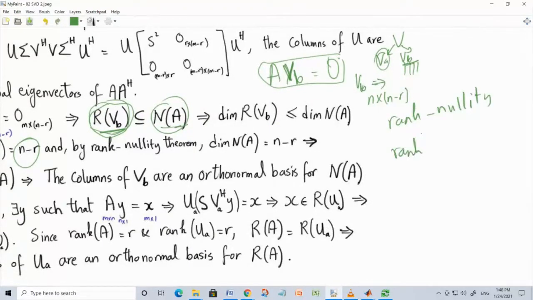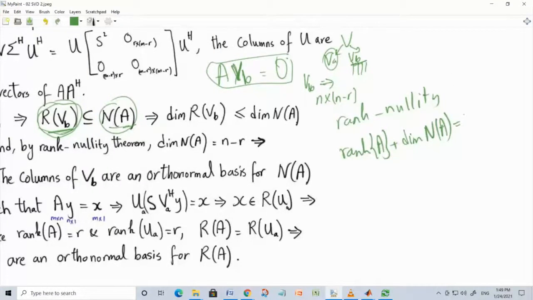the rank of A plus the dimension of the null space of A is equal to the number of columns of A, which is n, because A is m by n. Okay, so what is the rank of A? The rank of A is r, and so what is the dimension of the null space of A? It is n minus r.